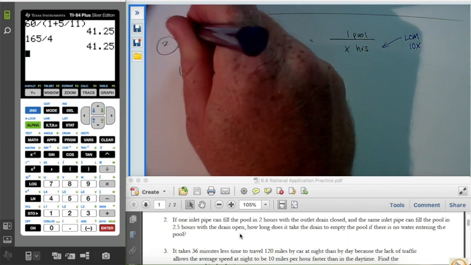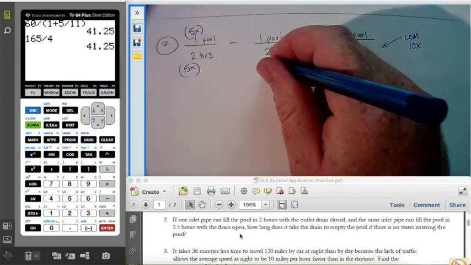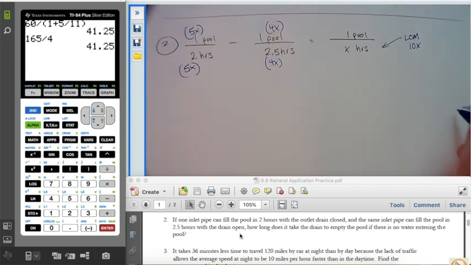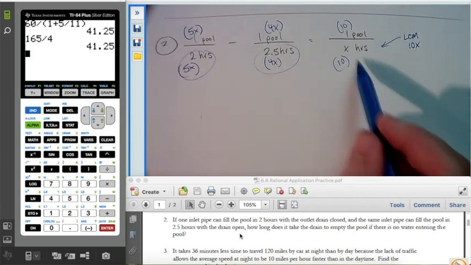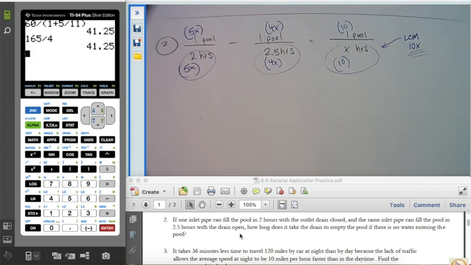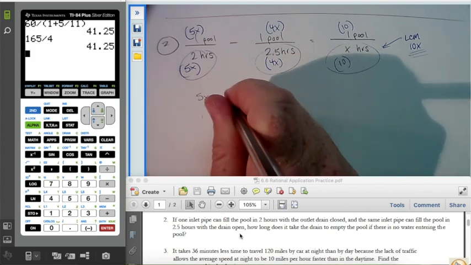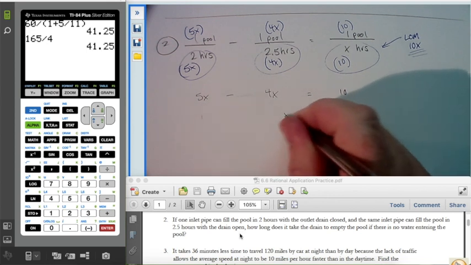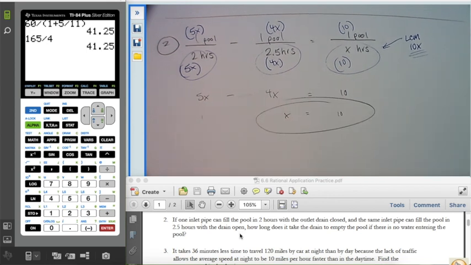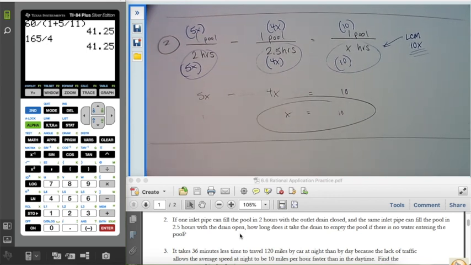10x. So step 1 is to maybe get all of your denominators looking like it has a 10 and an x in it. 10x, 10x, 10x. All three denominators have 10x. So I'm going to multiply through by that denominator, and now I'm looking at the numerators. 5x minus 4x equals 10. That means x is equal to 10. Perfect.